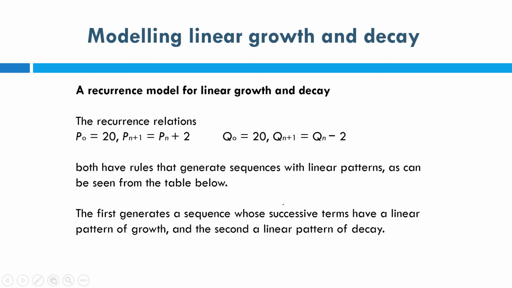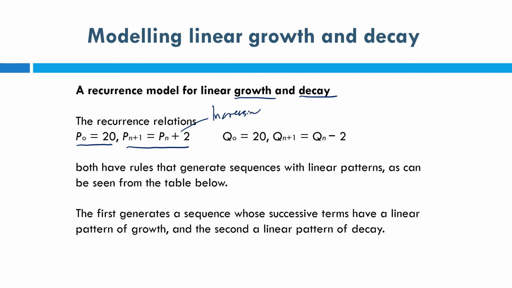A recurrence model for linear growth and decay. Because we're doing recurrence relations, we have to model this via recurrence relations. So the recurrence relation here I've got is P of 0 is 20, and then P of n plus 1 equals P of n plus 2. So that means this one's increasing.